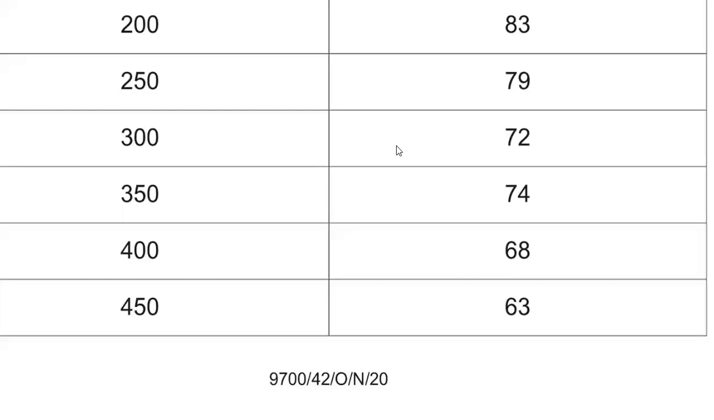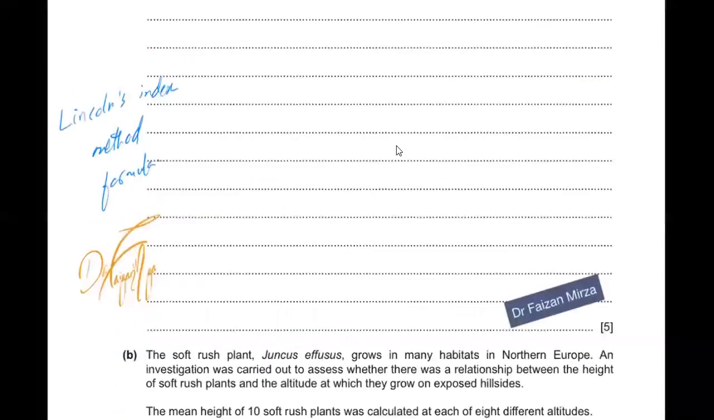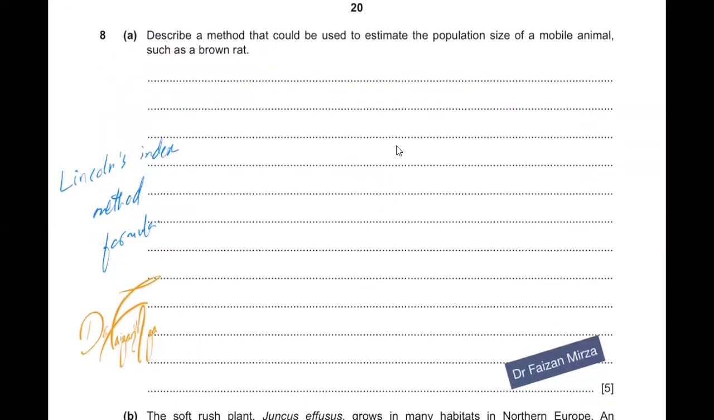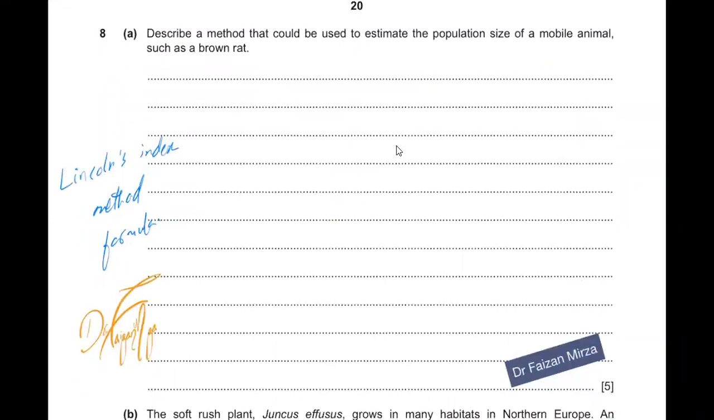This other question came in October 2020, and this is variant 42. In this question, they are asking you to describe a method that could be used to estimate the population size of mobile animals such as brown rats. So you need to just use the Lincoln index method formula. You need to go to the area and capture as many brown rats as you can, and mark them with a small spot. The spot should be non-toxic and should not be water soluble. You count all the brown rats that are captured on day one, and then you release them.